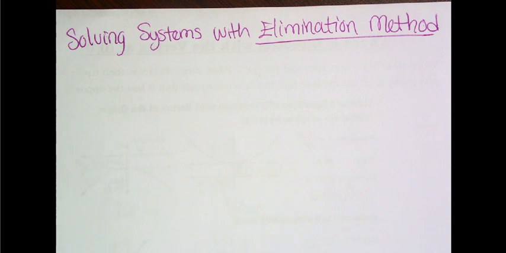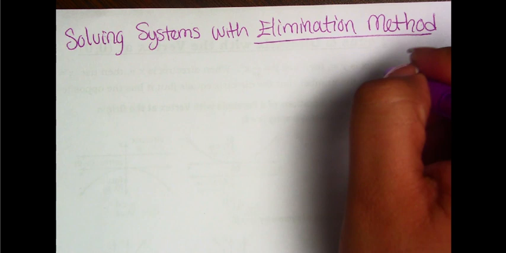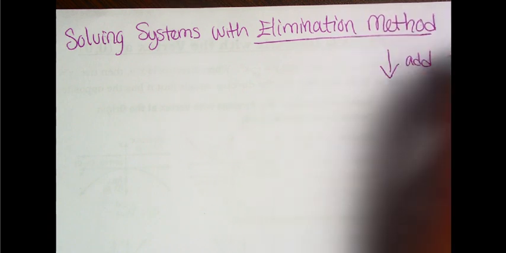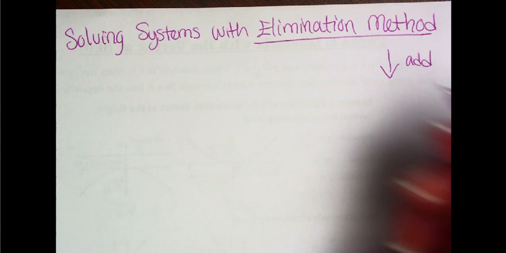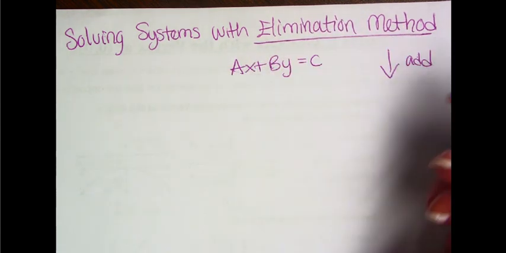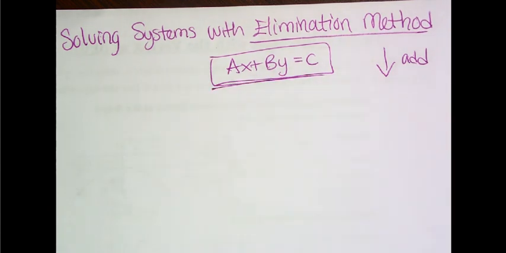Hey students, in this video I'm going to explain how to solve systems of equations using the elimination method in Algebra 1 level. When you use the elimination method, you need to ask yourself if you can eliminate by adding downwards. That's one thing to consider. And also you need to check if your equations are in standard form. These are the two main rules in order for you to use the elimination method. Remember to check for those.